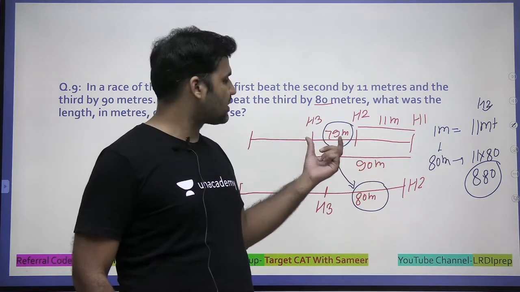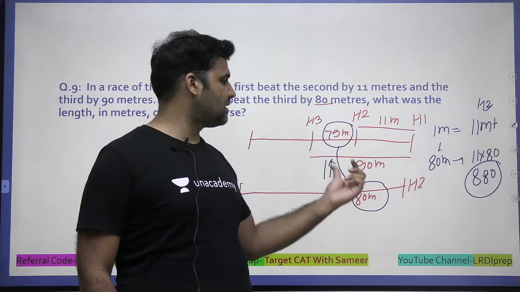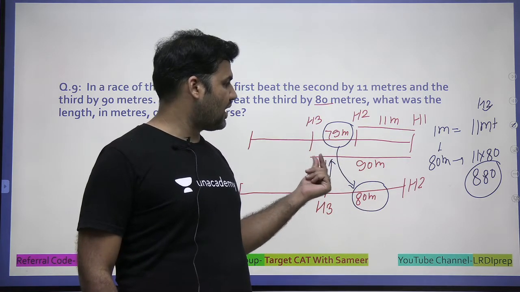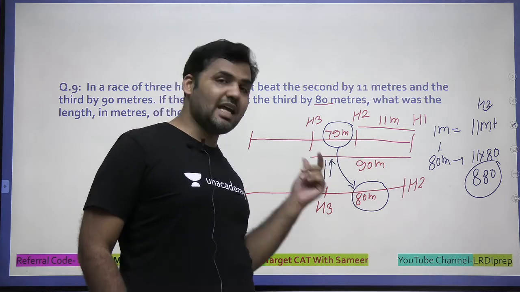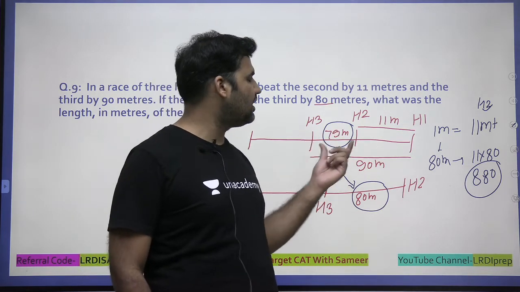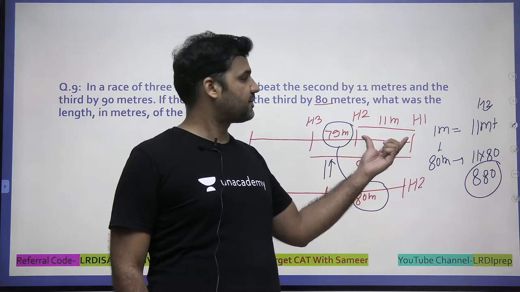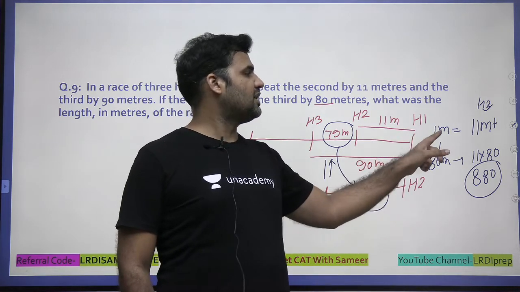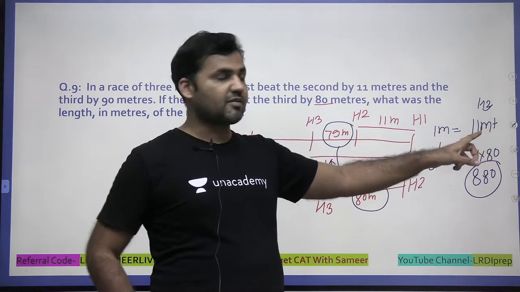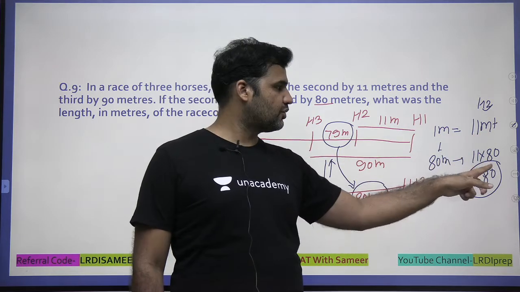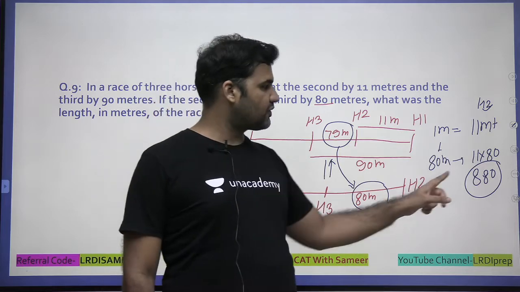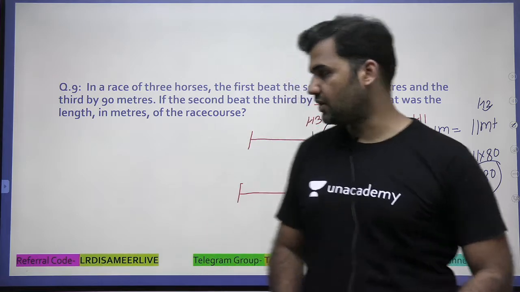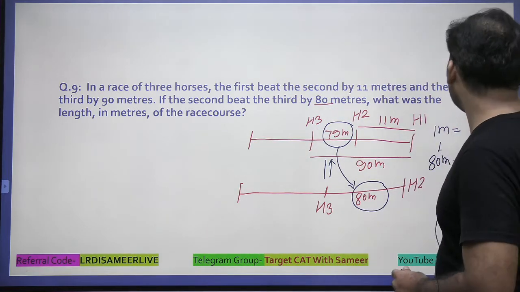All you have to do is just observe the distance. The increase in the distance between horse 2 and horse 3 is 1 meter, and to create a distance of 1 meter between H2 and H3, H2 is running 11 meters. The final gap between H2 and H3 is 80. For a 1 meter gap, horse 2 travels 11 meter. For a final gap of 80 meter, horse 2 will travel the whole race, 11 into 80, that means 880 meter, and that would be the correct answer. That's question number 9.